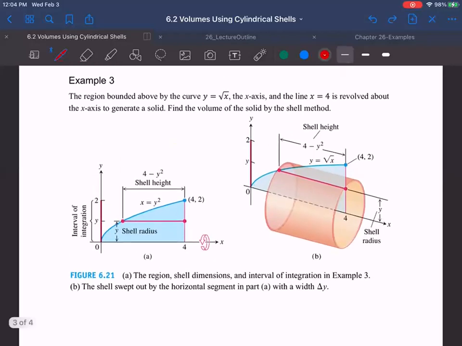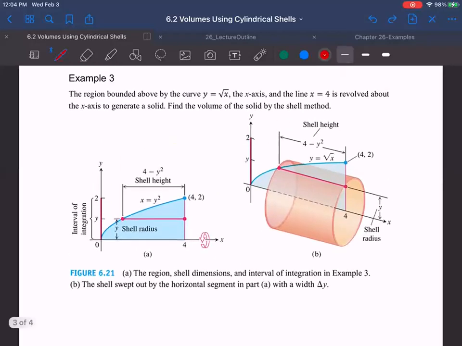Yeah, so if you're looking at the pictures, it's mostly all set up for you. We just need to go through and do it. This one, we have to rotate around the x-axis, not around the y-axis. So you can see in the picture the orientation of the cylinders. They're kind of laid on their side instead of standing up on end now. So as you see in the picture, the shell radius is going to be y. The shell height is going to be 4 minus y squared.